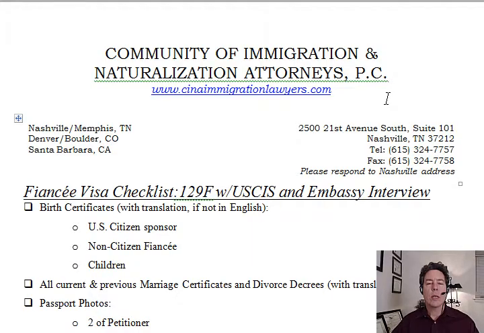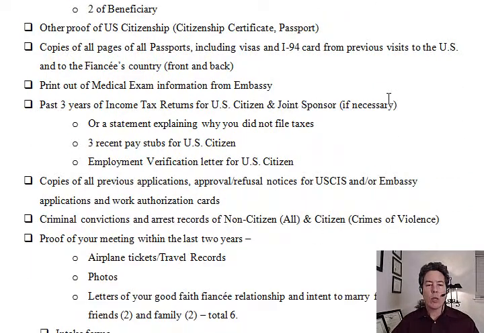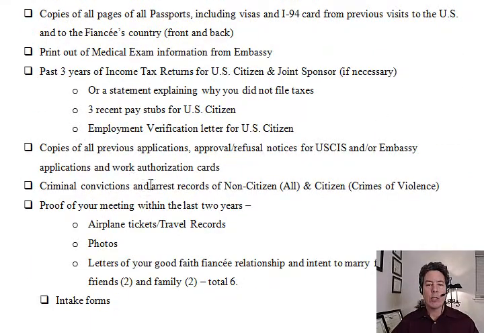The next issue we're going to look at is criminal records. On our checklist of documents, we request criminal convictions and arrest records of non-citizens and citizens, but crimes of violence. Criminal records are very important, and it's very important that you get them and get the right ones.